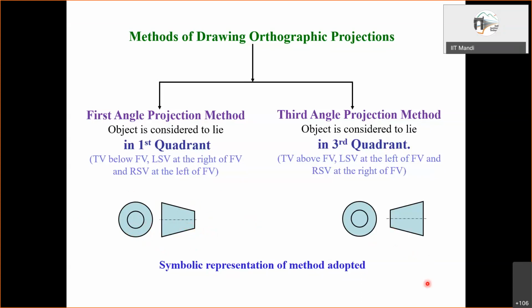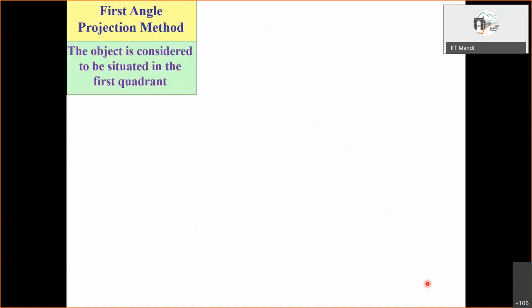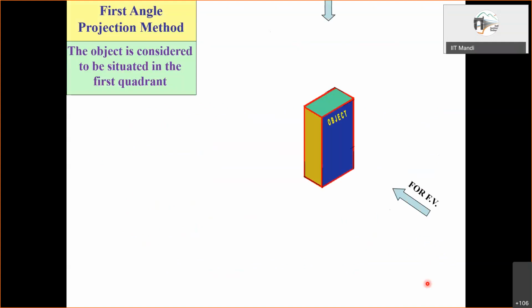Let us now have a further look at whatever we have discussed in the previous ones, with a little bit more clarity. Here also an object is considered to visualize. So again, in this first angle projection method, the object is considered in the first quadrant. So here is the object. Then for front view, top view, and side view, these are the directions considered. That is, the observer is looking in these directions.